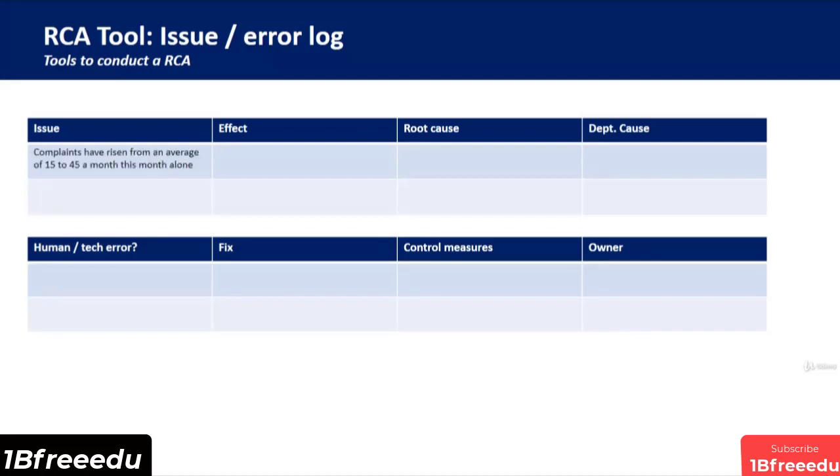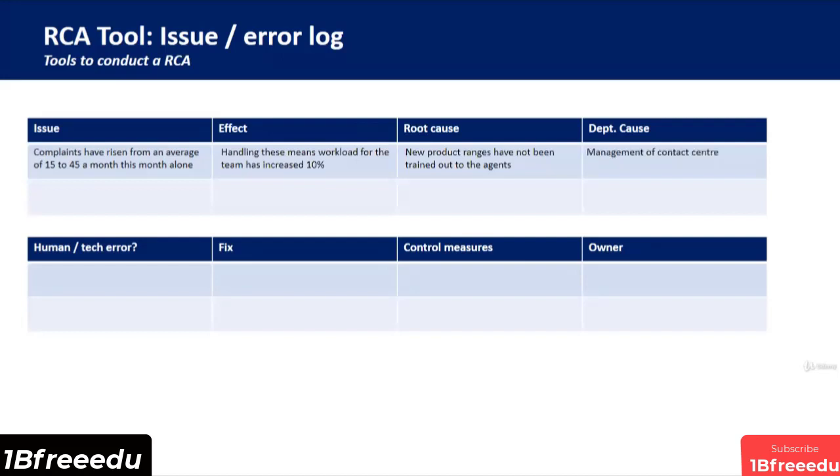Complaints have risen from an average of 15 to 45 a month this month alone. The effect of this is that handling these means the workload for the team has now increased by 10%. So if you can quantify in the effect section, that is very, very beneficial, because if you need to launch a project to fix this problem, the more figures you have, the more you can show the impact, the better it is. The root cause: new product ranges have not been trained out to the agents.